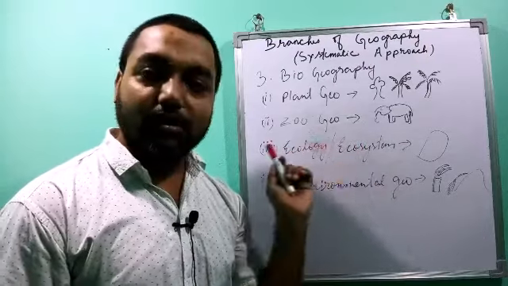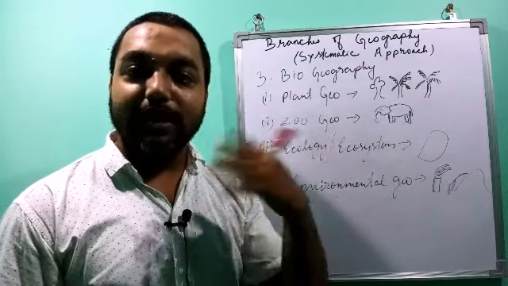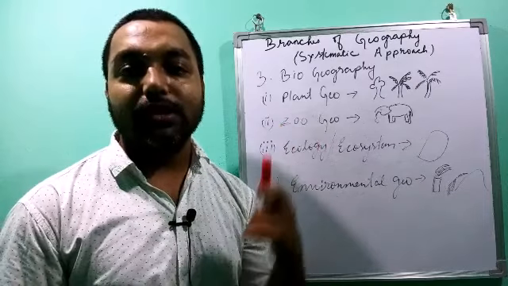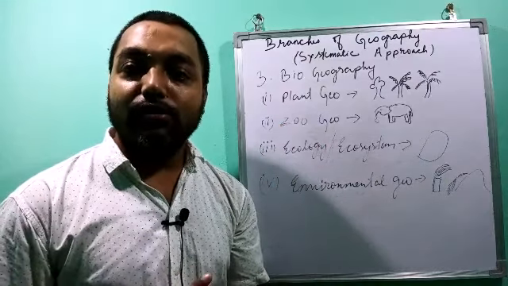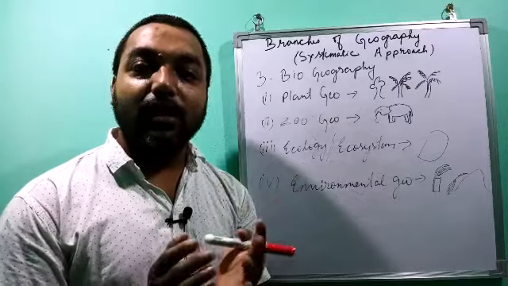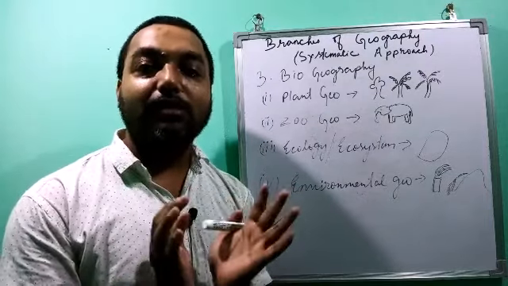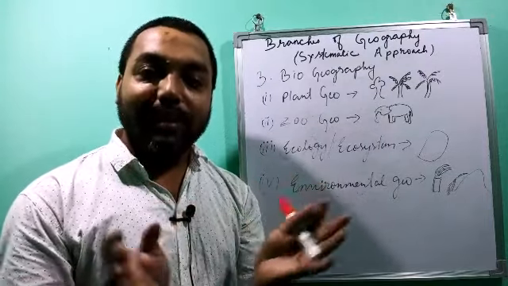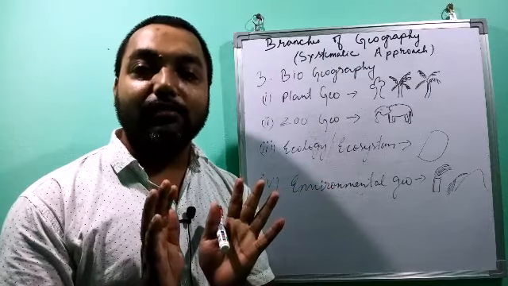This is in very short material. Later on, if you opt for geography, then you will study it elaborately. Ecosystem means the total environment with all its plants and animals in a particular environment, and it is totally independent.